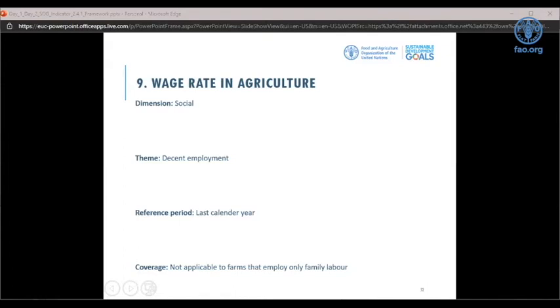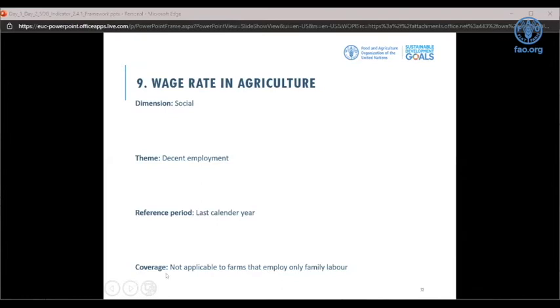Okay, now that we are done with the economic dimension, we have finally entered the third dimension, which we call the social aspects, covered within the context of the SDG 2.4.1 framework. As I was mentioning earlier, we covered three sub-indicators in the environmental dimension, and now we will cover three within the social dimension. The first one proposed as an indicator within the social dimension is wage rate in agriculture. The theme is decent employment, the reference period last calendar year.